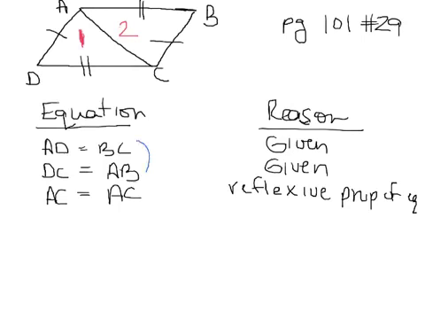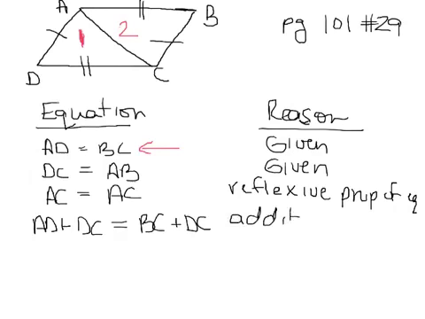Okay, the next thing I'm going to do is add something to both sides of an equal sign. So I'm going to grab this first line and add DC to both sides, which I know sounds silly, but I have to add the same thing to both sides of the equal sign because in algebra that's all I'm allowed to do. If I add DC to one side of the equal sign, I have to add it to the other. And that's called the addition property of equality.